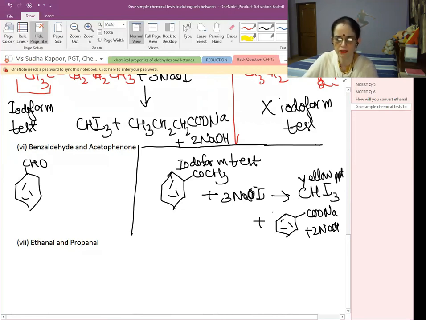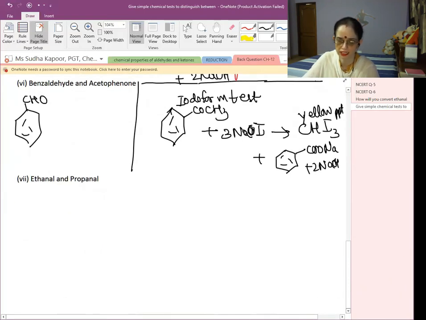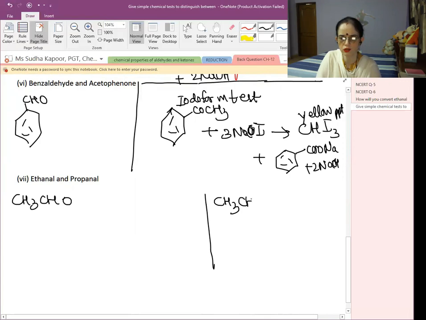Now coming to the seventh part, that is the ethanol and the propanol. Now in this case, both are aldehyde. So how you can distinguish that both the aldehydes are present? So we have to write the structure over here. That is CH3CHO and the other is CH3CH2CHO. So it is the methyl aldehyde. How we can test for methyl aldehyde and getting it distinguished from the ethyl aldehyde? So it is a very simple, again, the iodoform test.